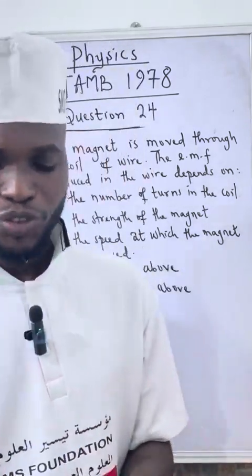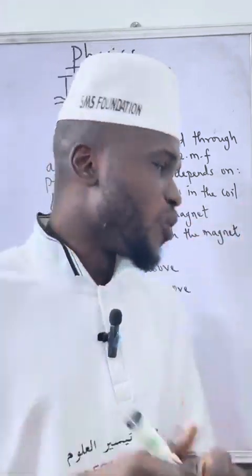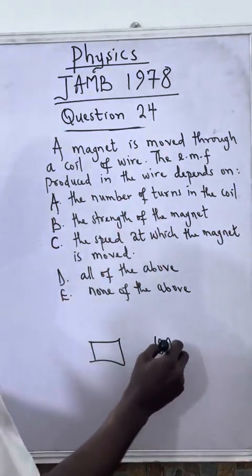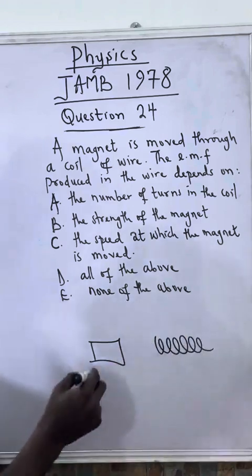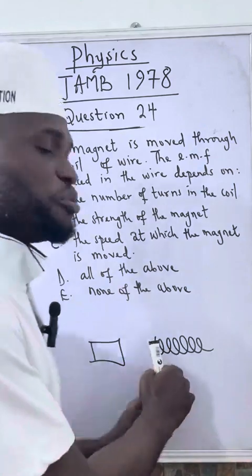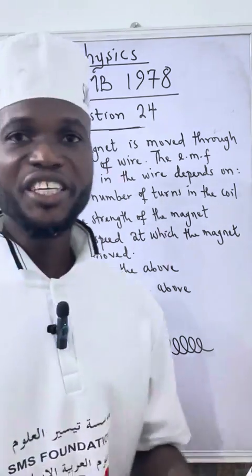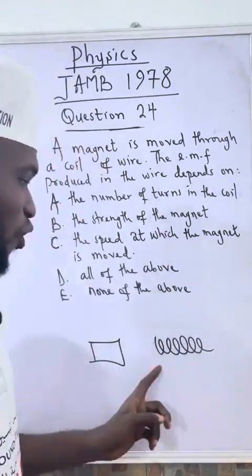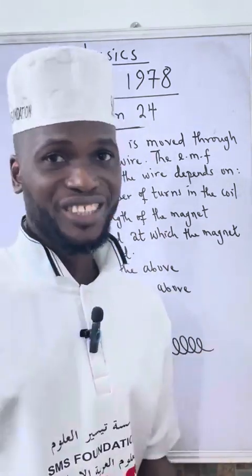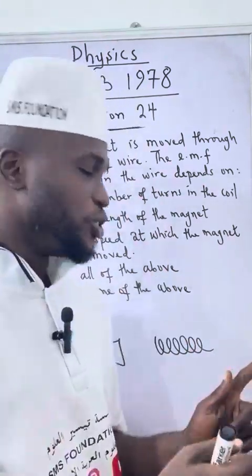So, for example, if we bring a magnet close to a coil of wire, let's say this is a magnet and this is a coil of wire. As you move this magnet towards the coil of wire, EMF will be produced in the coil. So what do we mean by EMF? That's electromotive force, the energy needed to drive current around a circuit.